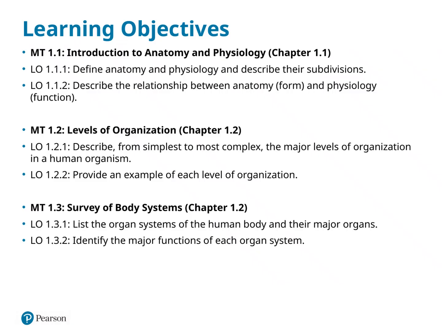These are the learning objectives for today's lecture. By the end of this section, you should be able to define anatomy and physiology, explain how structure and function are related, describe the major levels of organization from simplest to most complex, and identify the 11 organ systems along with their major functions. You need to use these objectives as your study guide.